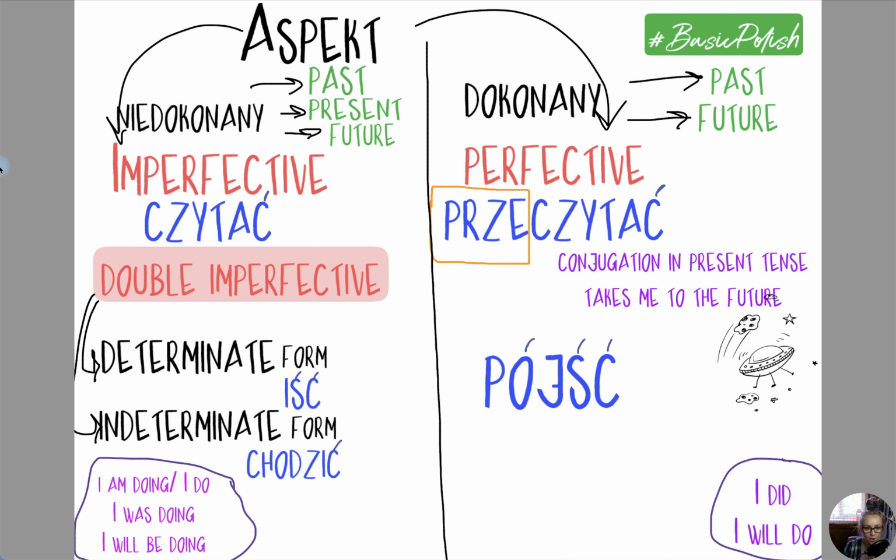So when we conjugate czytać and add teraz, that would be the equivalent of I am reading, right? I'm reading now. So czytam teraz, czytasz teraz, czyta teraz, ona czyta teraz, she is reading now, on czyta teraz. If we take away teraz, now, the word now, she reads, I read, czytam, czytasz, czyta, right?